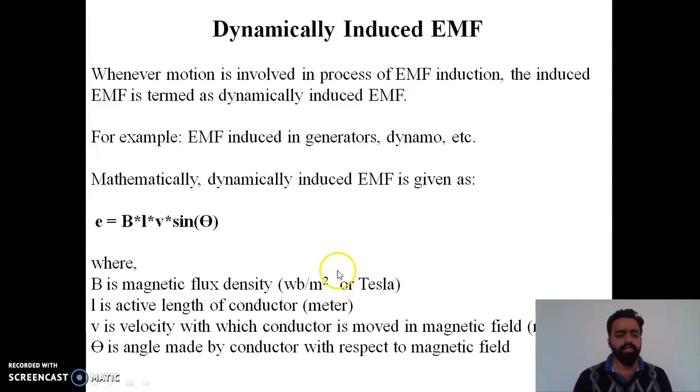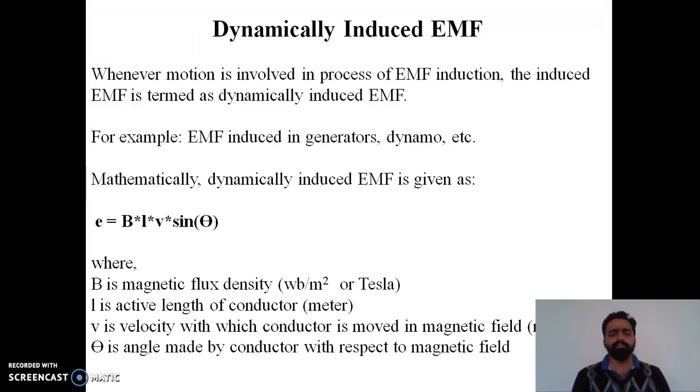Mathematically, dynamically induced EMF is given as E is equal to BLV sine theta, where B is magnetic flux density, L is active length of conductor. That means active length is the length which actually experiences change in flux. V is velocity with which conductor is moving, and theta is angle made by conductor with respect to magnetic field.